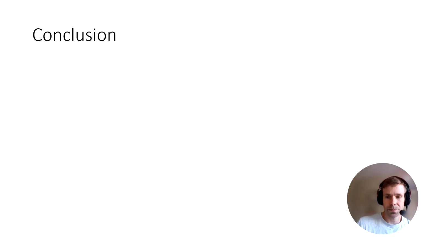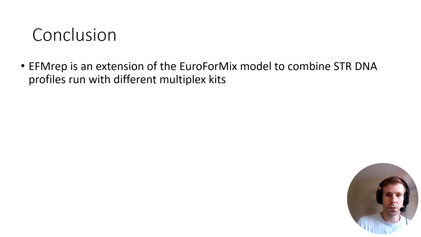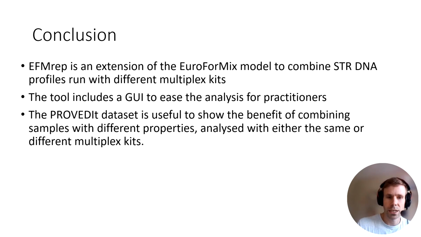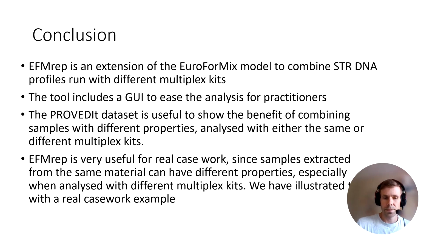And as a conclusion, EFMrep is an extension of EFM's model to combine STR DNA profiles run with different multiplex kits. The tool is included as a GUI to ease the analysis for practitioners. The Proveit dataset is useful to show the benefit of combining samples with different properties, analyzed with either the same or different multiplex kits. EFMrep is very useful for real casework since samples extracted from the same material can have different properties, especially when analyzed with different multiplex kits. We have illustrated this with a real casework example.